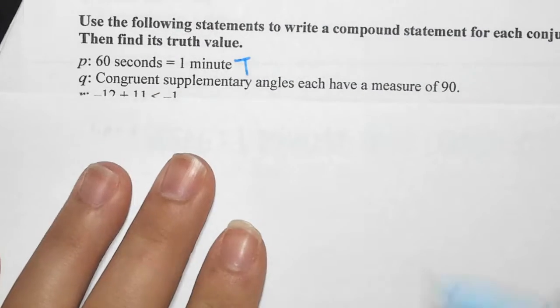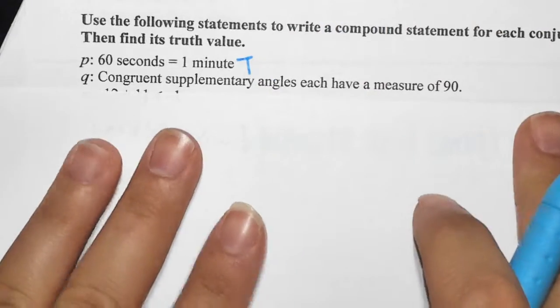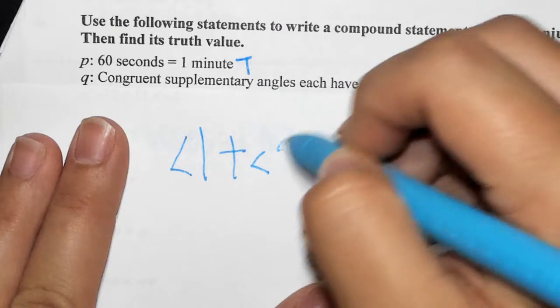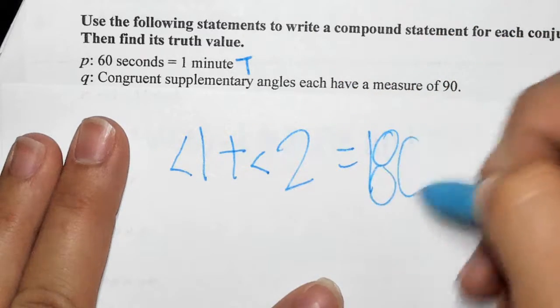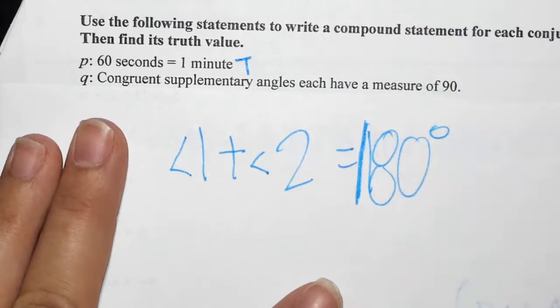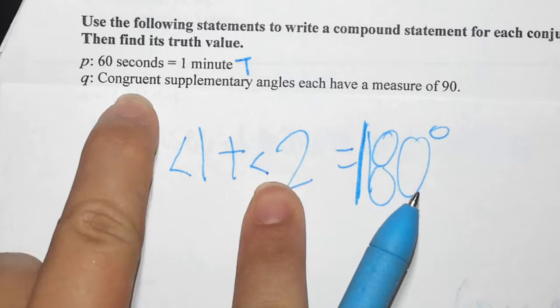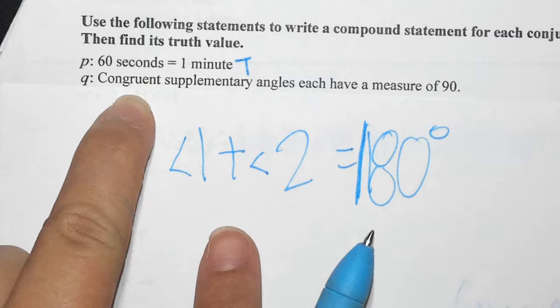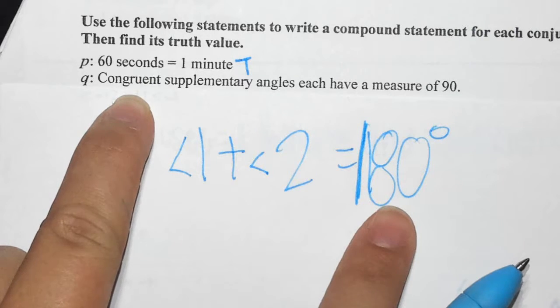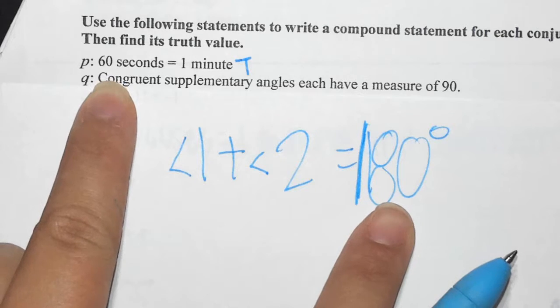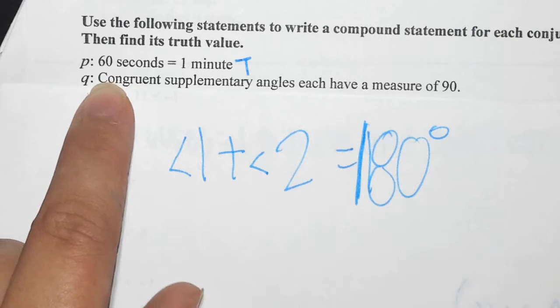Okay, well, let's talk about this. Supplementary means there has to be 2 angles that equal what? 180. 2 angles that have to equal 180. But the thing about 1 and 2 is that they're also congruent. There's only one way for angle 1 and angle 2 to equal 180 if they're the same thing, and that's for them to be 90. So is the statement true or false?